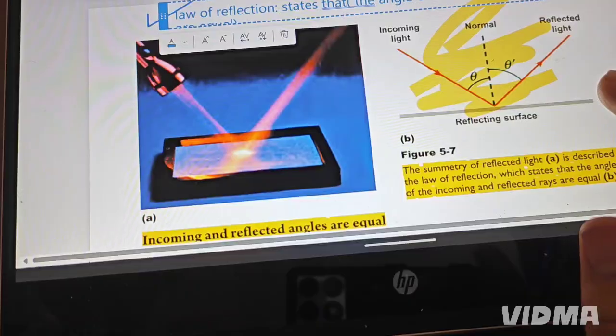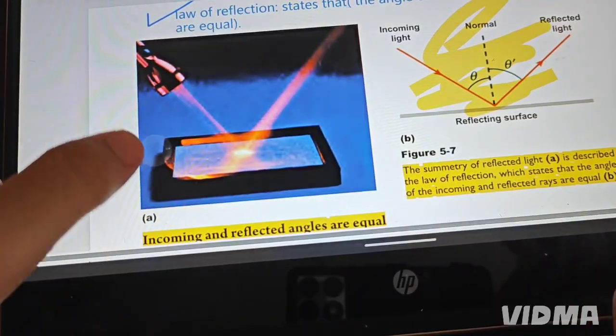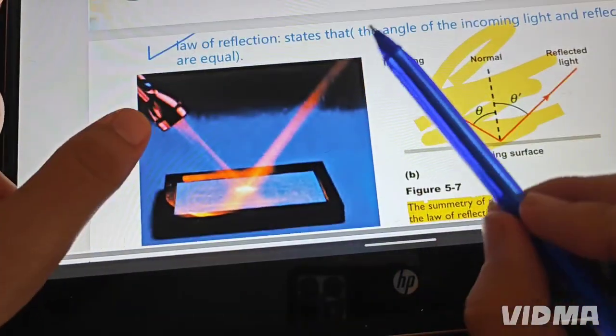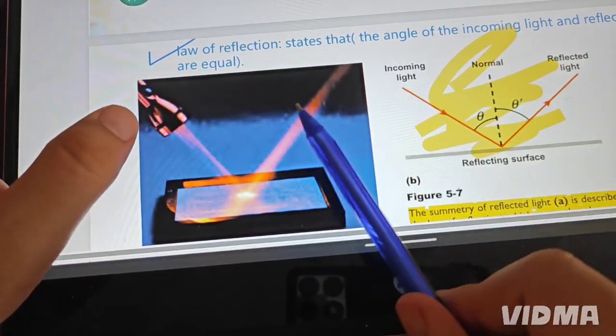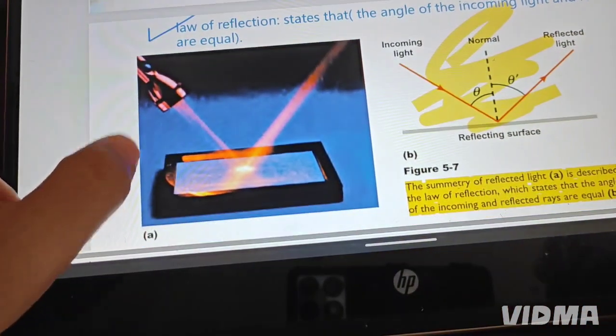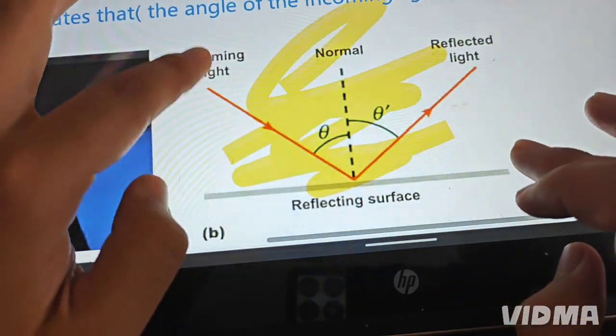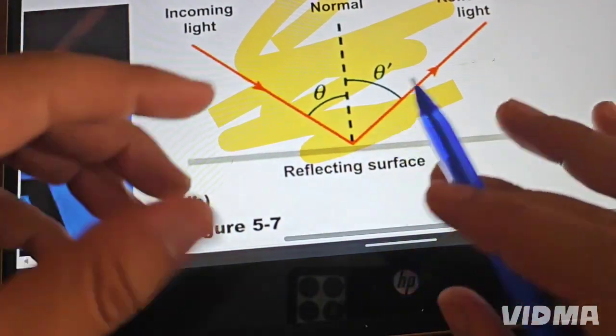Now we have another topic, which is called the law of reflection. The law of reflection states that the angle of the incoming light and the reflected ray are equal. How? Look, I'm going to explain on this picture.